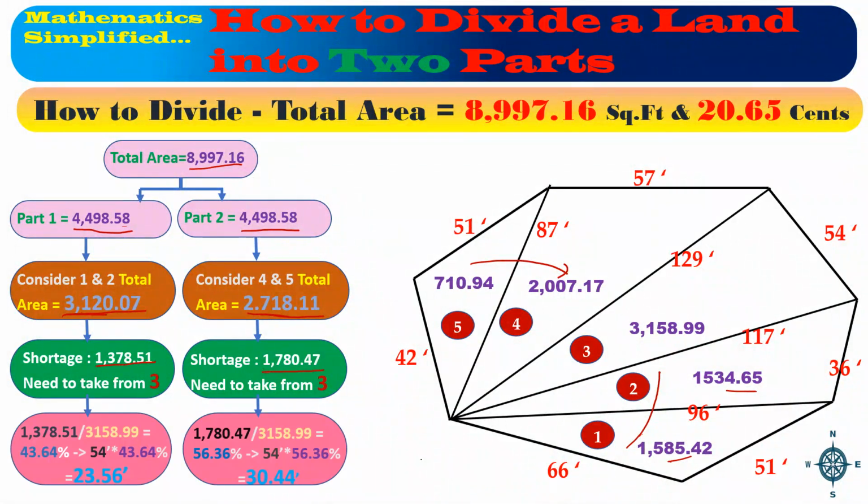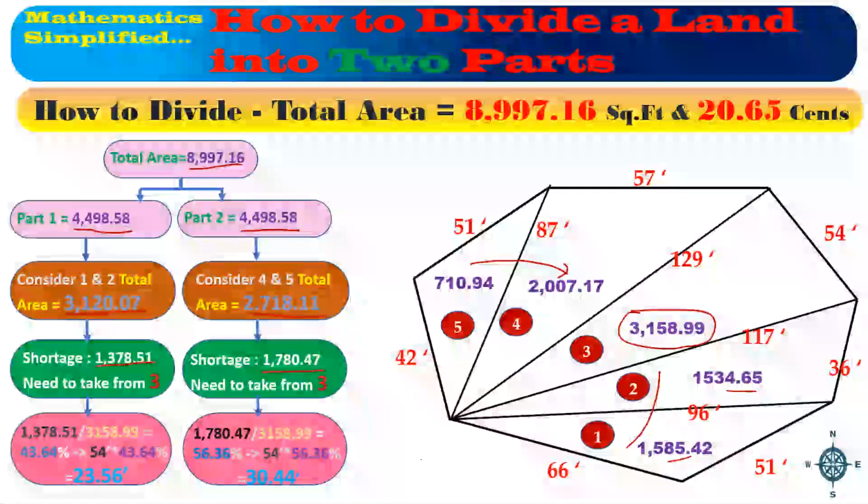So here 1,378 we need to take. The total area of this triangle 3 is this. So we divide the required area by the total area of the triangle, and we'll get the percentage. The percentage is 43.64. We need to take 43.64 for the first part, and similarly 56.36 we need to take for the second part from triangle 3.